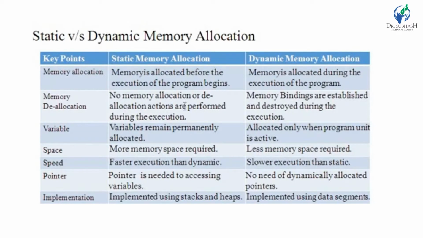Memory deallocation. In static memory allocation, no memory allocation or deallocation actions are performed during the execution, while in dynamic memory allocation, memory bindings are established and destroyed during the execution. Third is variables. In static allocation, variables remain permanently allocated, while in dynamic memory allocation, they are allocated only when the program unit is active.